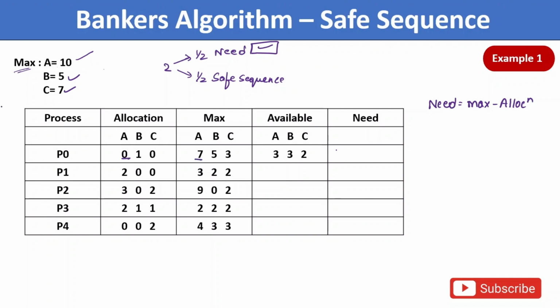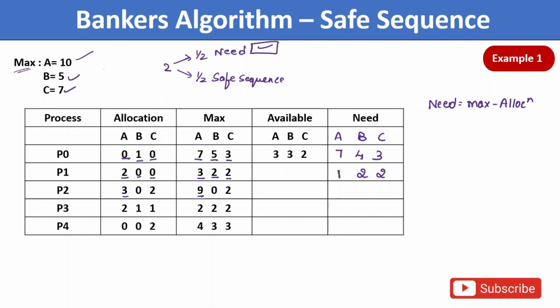7 minus 0 will be 7. 5 minus 1 will be 4. 3 minus 0 will be 3. So this is A, B and C values. 3 minus 2 will be equal to 1. 2 minus 0 is 2. 2 minus 0 is 2.